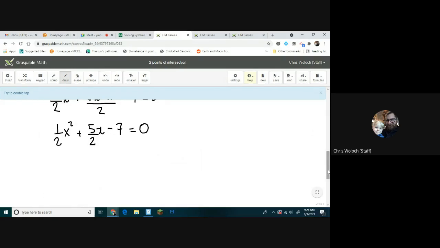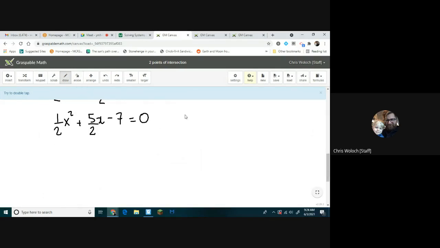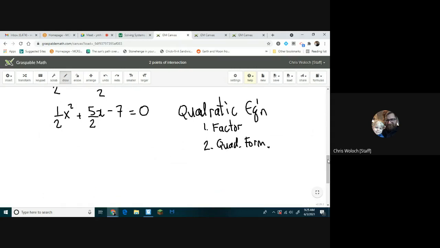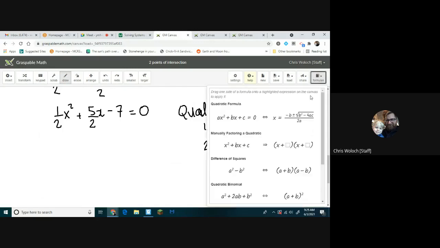So now we're left with this. This equation here is a quadratic equation, and it's equal to 0. So how do we solve it? Well, we can factor, or we can use the quadratic formula. Generally, when we see fractions, we'll go right to the quadratic formula.